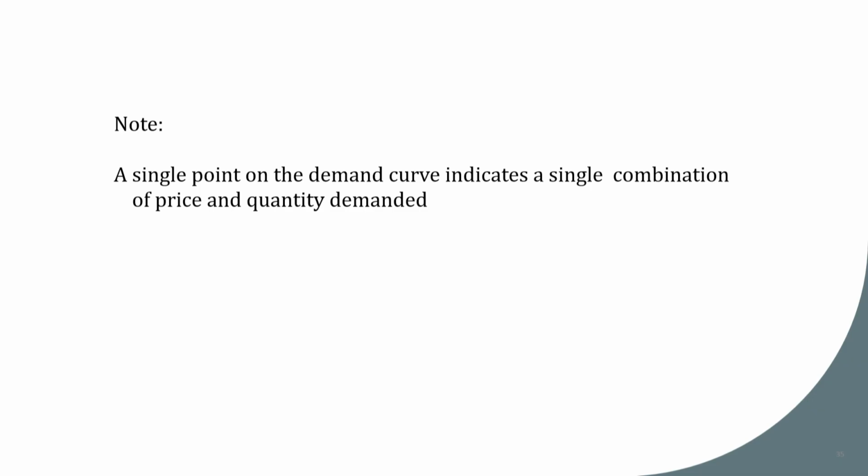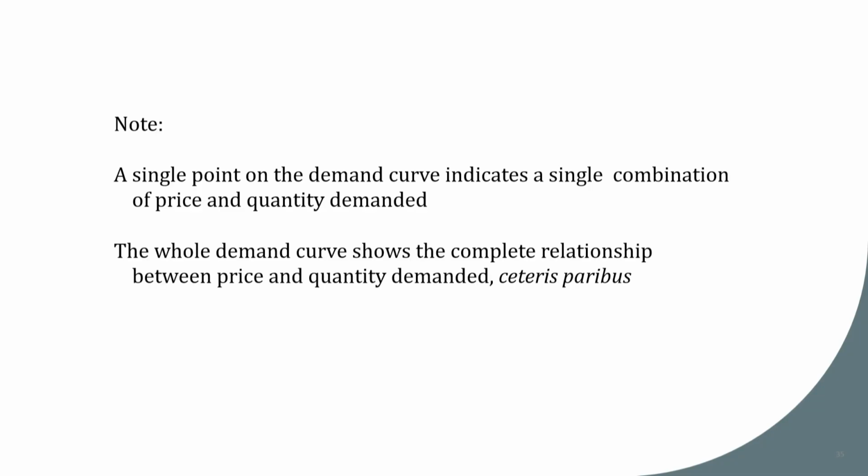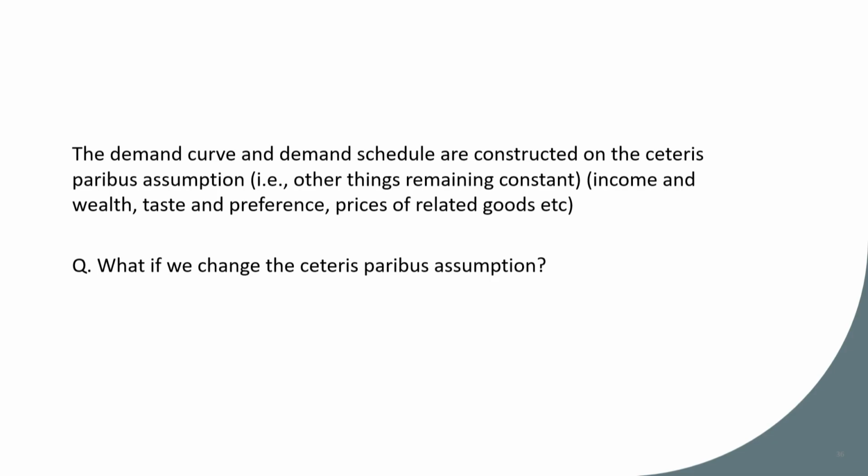So in this example, what we can see is that a single point on the demand curve indicates a single combination of price and quantity demanded. The whole demand curve shows the complete relationship between price and quantity demanded. Here, the demand curve and demand schedule are constructed on the ceteris paribus assumption, that means other things remaining constant: income, wealth, tastes and preferences, price of related goods, etc. remaining constant.